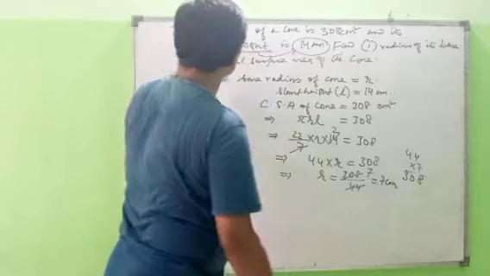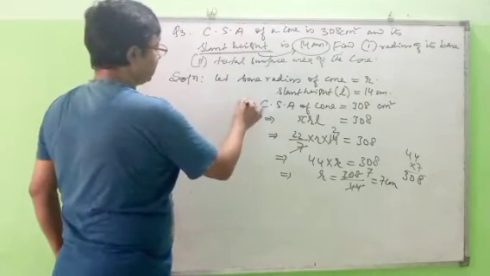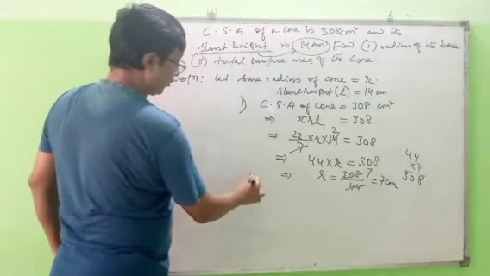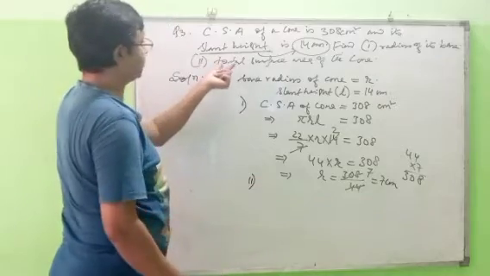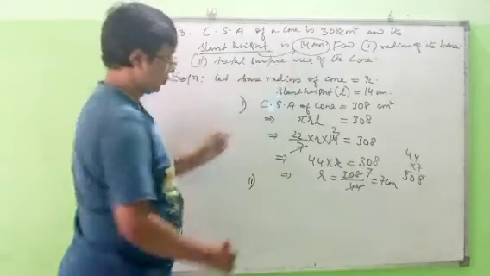So now the second one. Here this is the first one. Now you are going to find the second one, that is the total surface area.